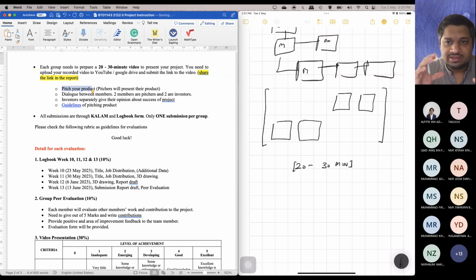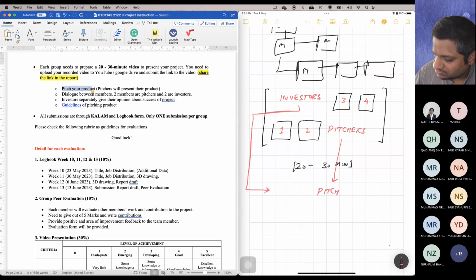So for the product that you're making, two members are pitchers and two members are investors. Okay? Pitchers are going to pitch and investors are going to ask questions. So pitchers are going to give an introduction of the product, its advantages, features, etc. Whereas investors are going to interrupt and they are going to ask questions about the product.